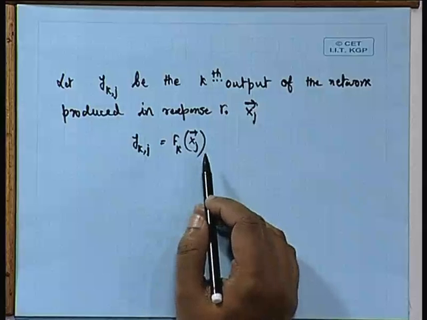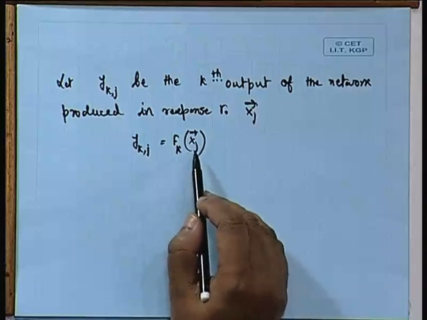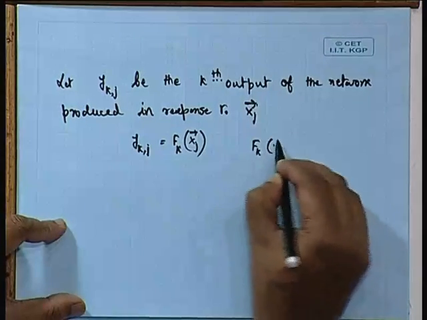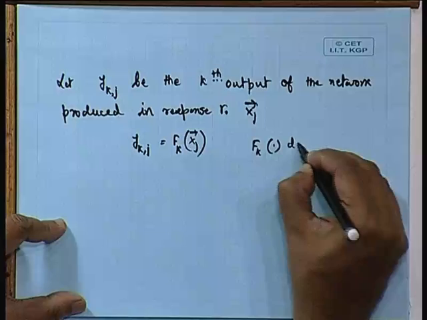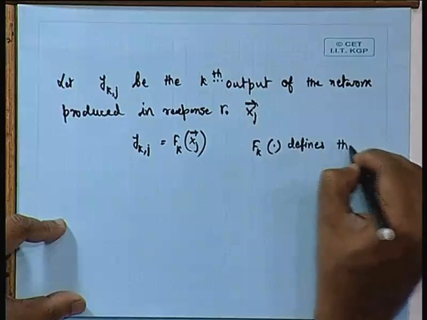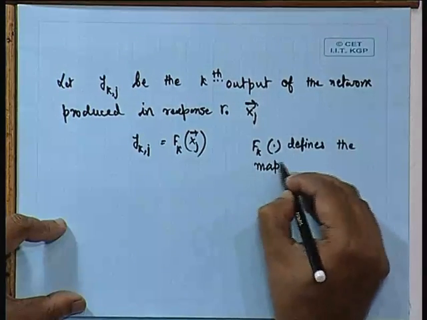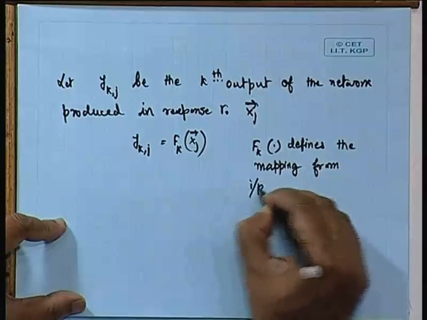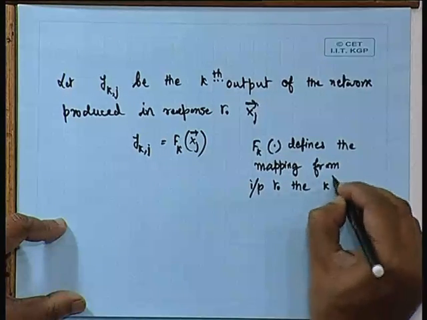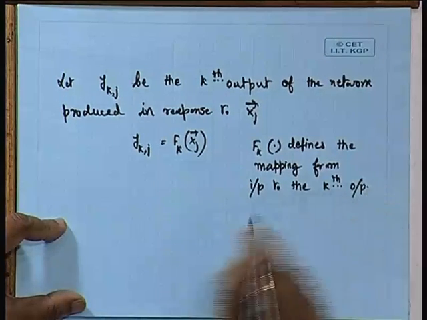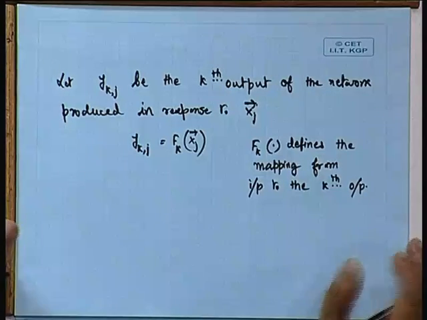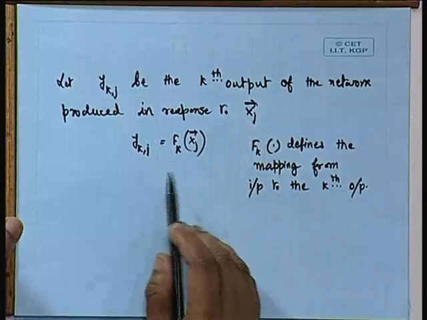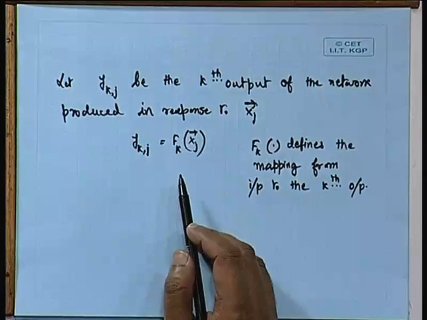So, we are writing it as y_kj is equal to F_k of x_j, okay. Now, in this case F_k defines the mapping from input to the kth output, right. So, now we are feeding the pattern x_j and we should be getting m such responses, okay. We should be getting m such responses.